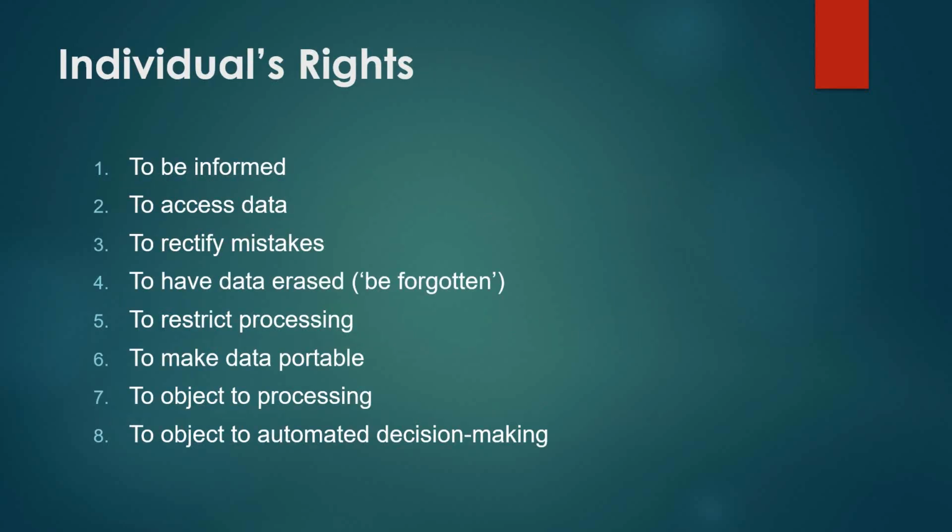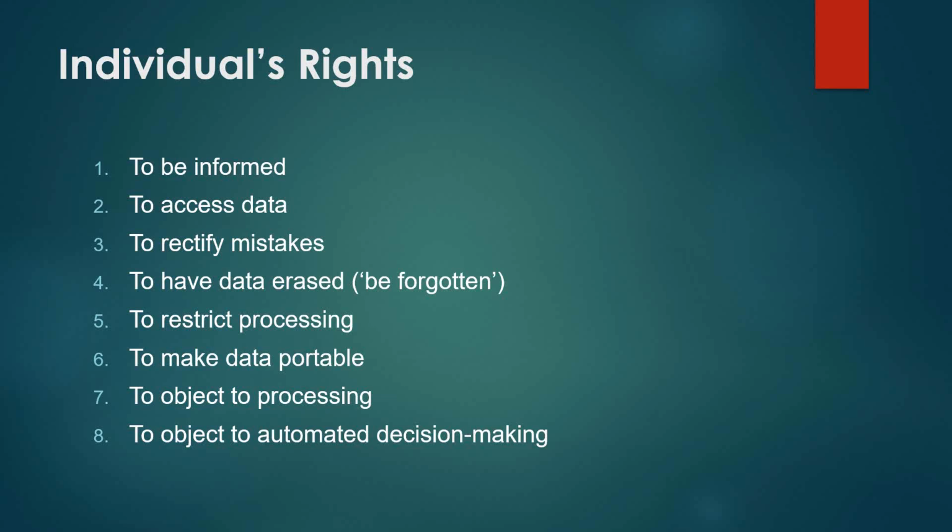There are 8 individual rights which we can see on this slide. 1. The right to be informed about your data relates particularly to the privacy notice. 2. Accessing the data is about subject access requests and data being made available to individuals. That's why we need a data audit and review, so that we know where the data is held.